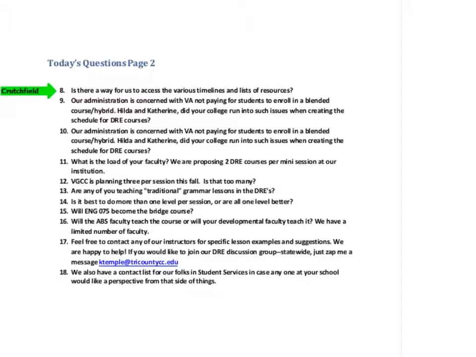Okay. Page 2. The way for us to access the various timelines and list of resources, again, the webinar will be posted on the Success NC website, so you can get everything there.